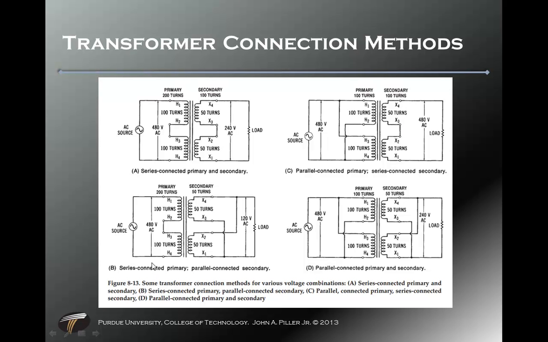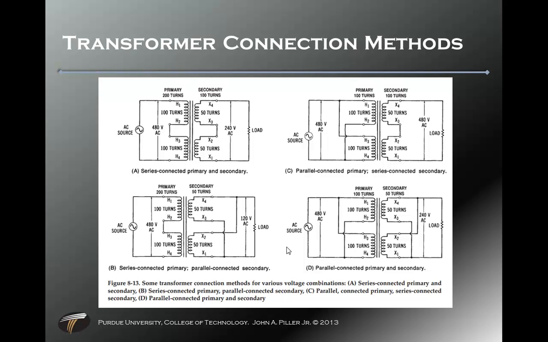We could take the primary in series and the secondary in parallel, and you have a 200 to 50 turn. We end up with a quarter drop down to 120 volts. Primary and secondary both in parallel, and you end up with a 50 to 100 ratio, and you end up with 240 out.